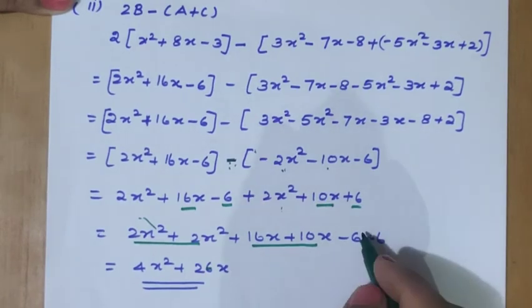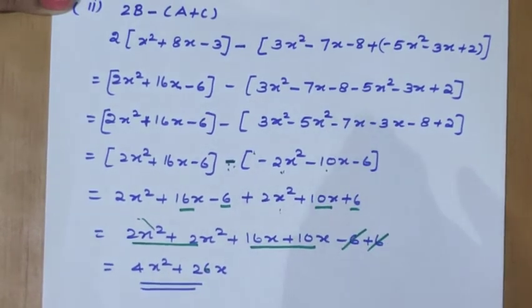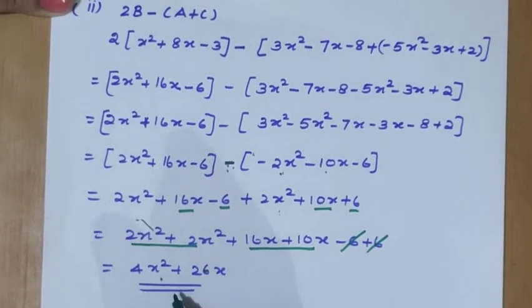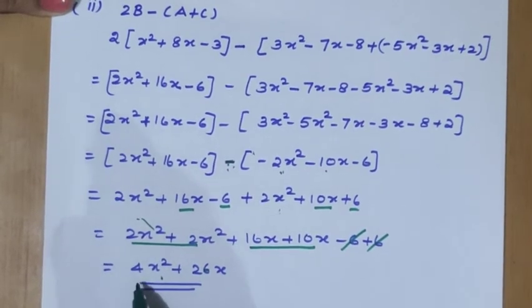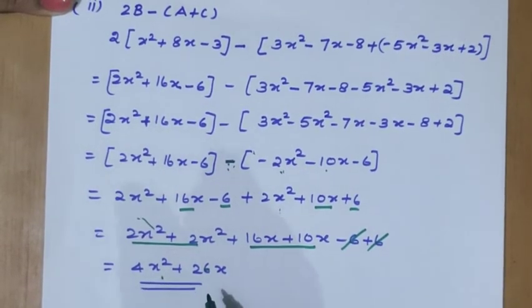So here what happens? Minus 6 plus 6 will get cancelled, and the remaining we can simplify. 2x square plus 2x square is 4x square, 16x plus 10x is equal to 26x. Therefore, 2b minus (a plus c) is equal to 4x square plus 26x.